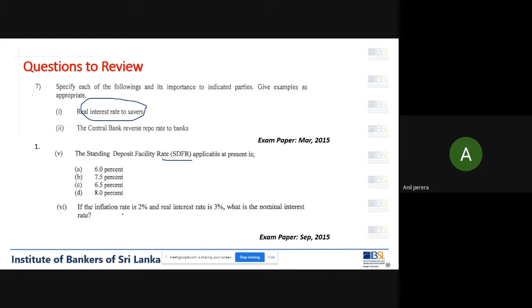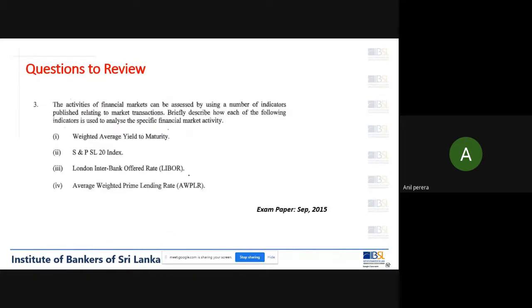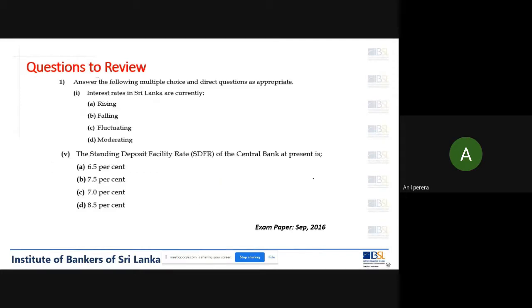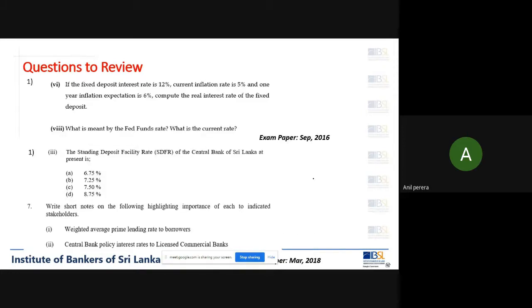And here we have a question how to calculate the real and nominal rate. So here inflation rate is given, real rate is given. What is the nominal rate? I hope you remember nominal interest rate is the inflation plus real rate. Remember, we have done these things in the class. So some definitions are there. AWLR, LIBO, right? We have covered these things in the discussion.